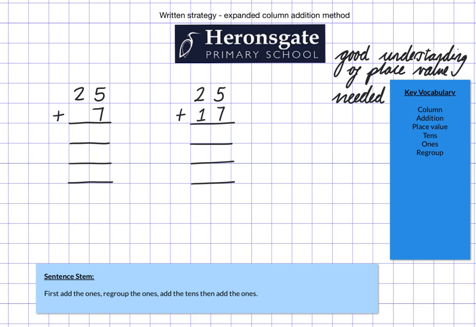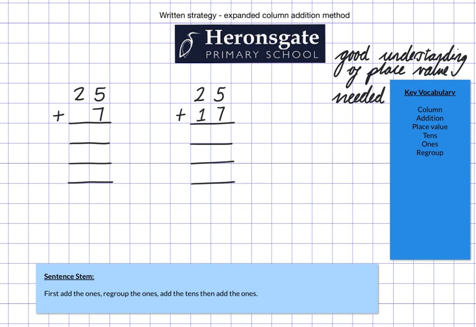In year two, the children learn to add a one-digit number to a two-digit number with some regrouping using the formal written strategy of expanded column addition. They only go to this step once they have a really secure understanding of place value, and they're able to add using a blank number line as well. So they've really got to have a really fantastic understanding before they get to this formal written strategy.